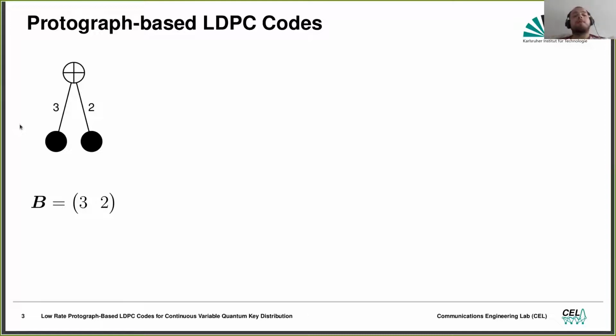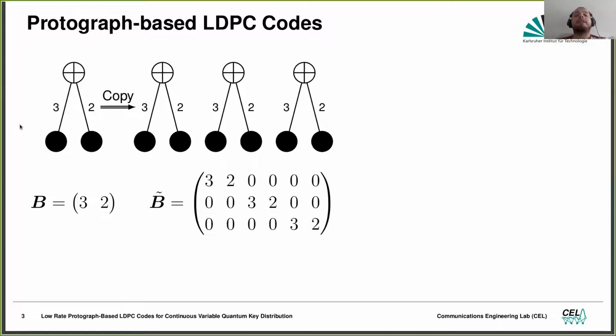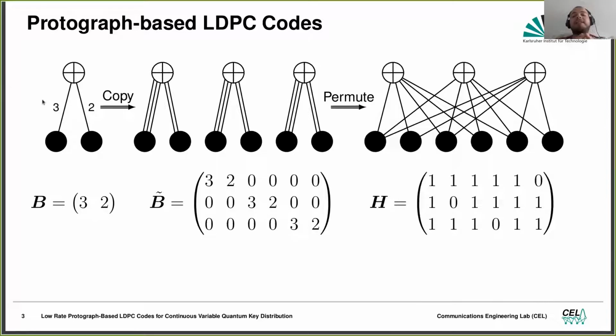We can get from a protograph to a parity check matrix in the following way. We first copy the protograph multiple times, in this case 3. We then replace all of the edges with parallel edges corresponding to the number next to the edge. And we then randomly permute these edges such that there are no parallel edge connections between any variable node and check node, while still respecting the original relation set out by the protograph.